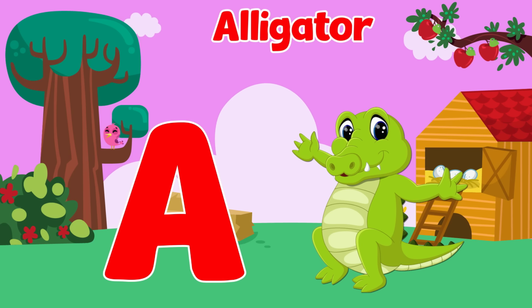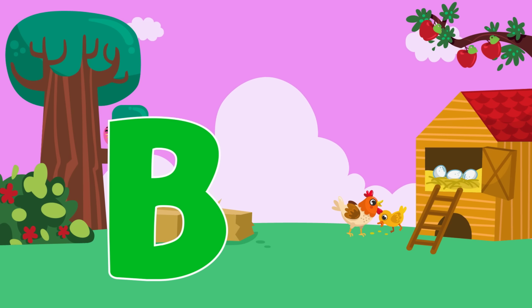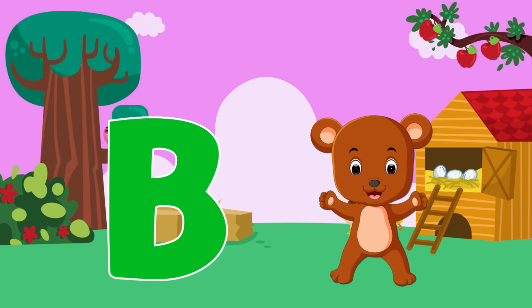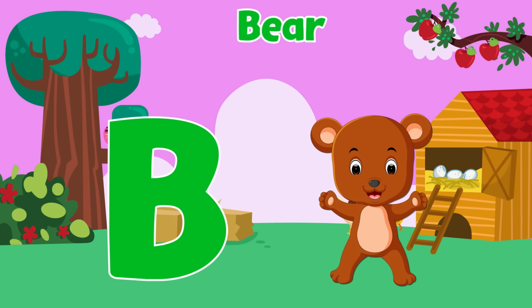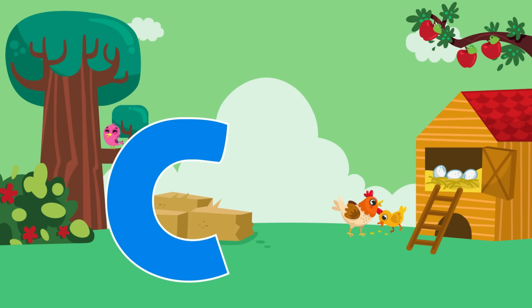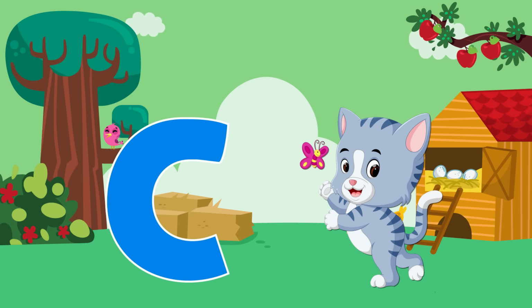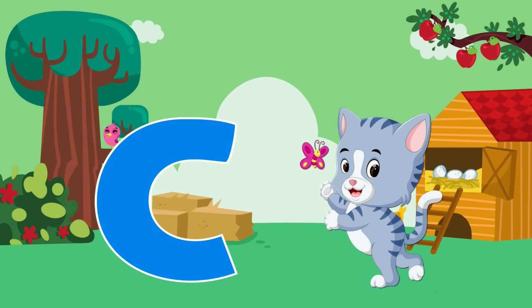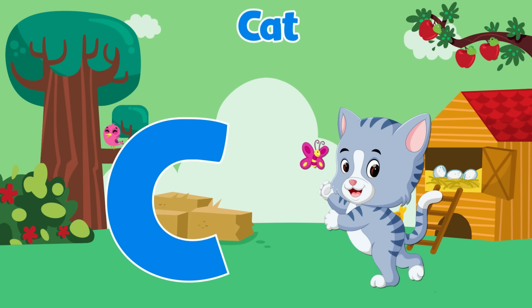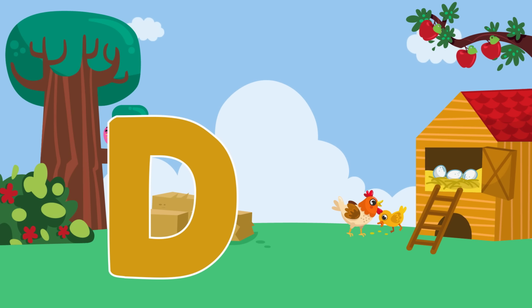Alligator. A is for alligator. B is for bear. B, b, bear. B, bear. C is for cat. C, c, cat. C, cat. D is for duck.